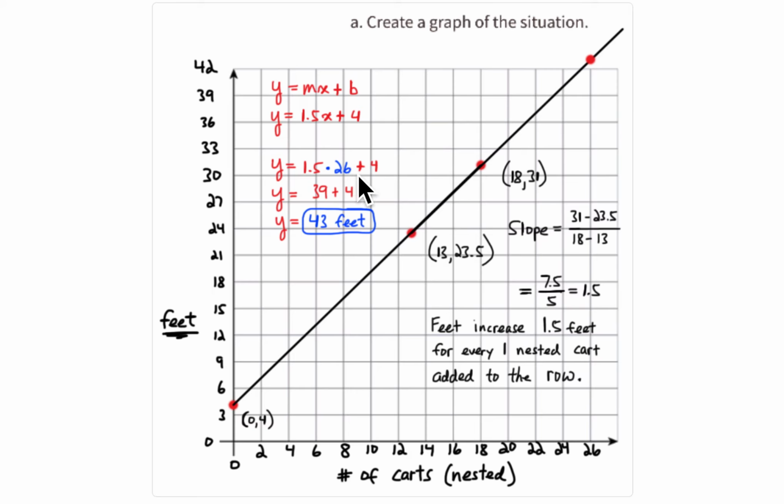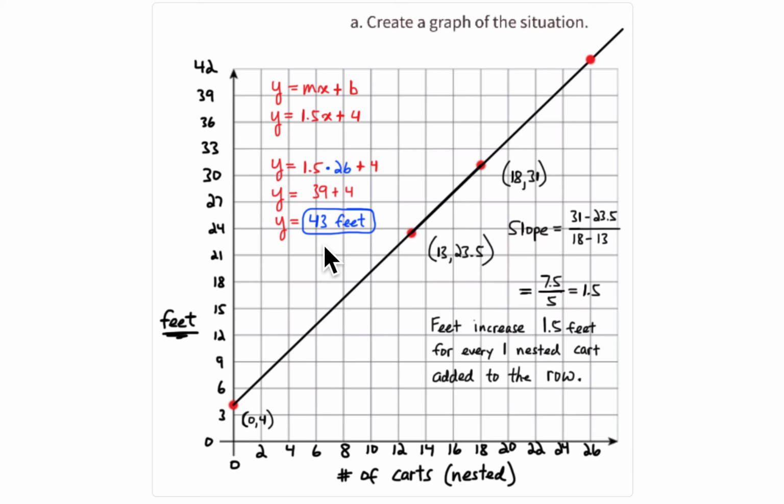So I plug 26 in here for the x value. So it's 1.5 feet for every 26 carts, I should have said, 26 nested carts. So it's 1.5 feet for every nested cart. I have 26 of them. So 26 times 1.5 is 39 total feet. And plus I have 4 feet with the starting cart. So 39 plus 4 is 43 feet. So it's just going back and forth.